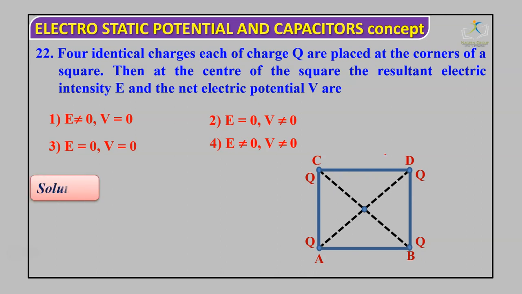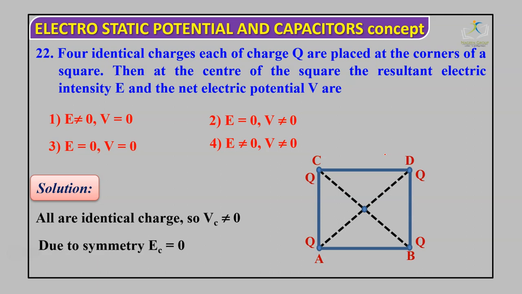So for the solution, we have all identical charges. So V is not equal to 0. Due to the symmetry, we can say that E is equal to 0. According to that, the correct option is option 2.